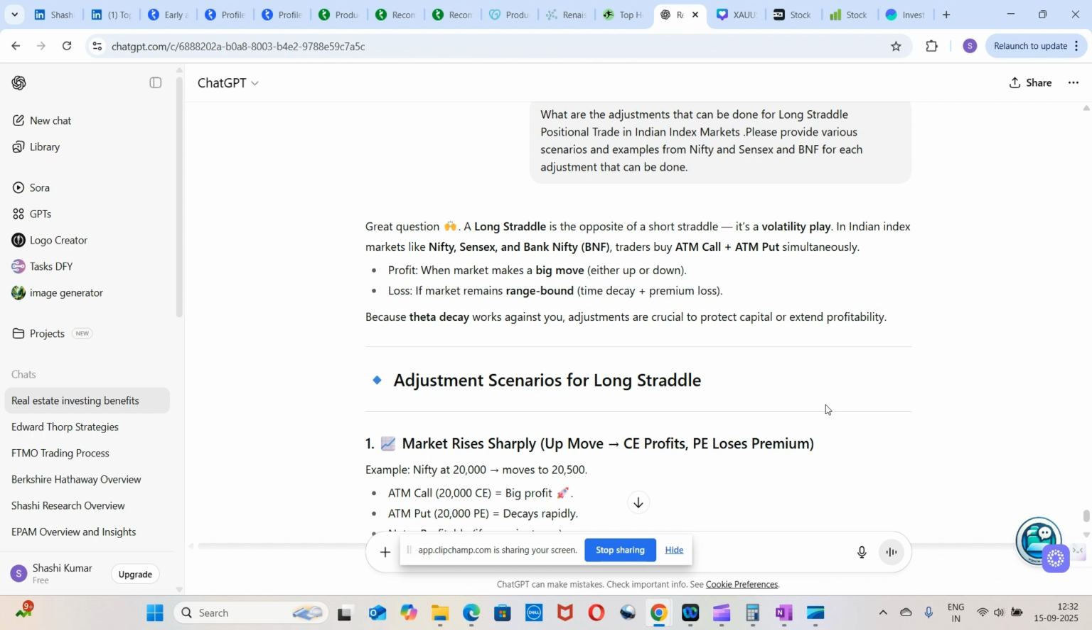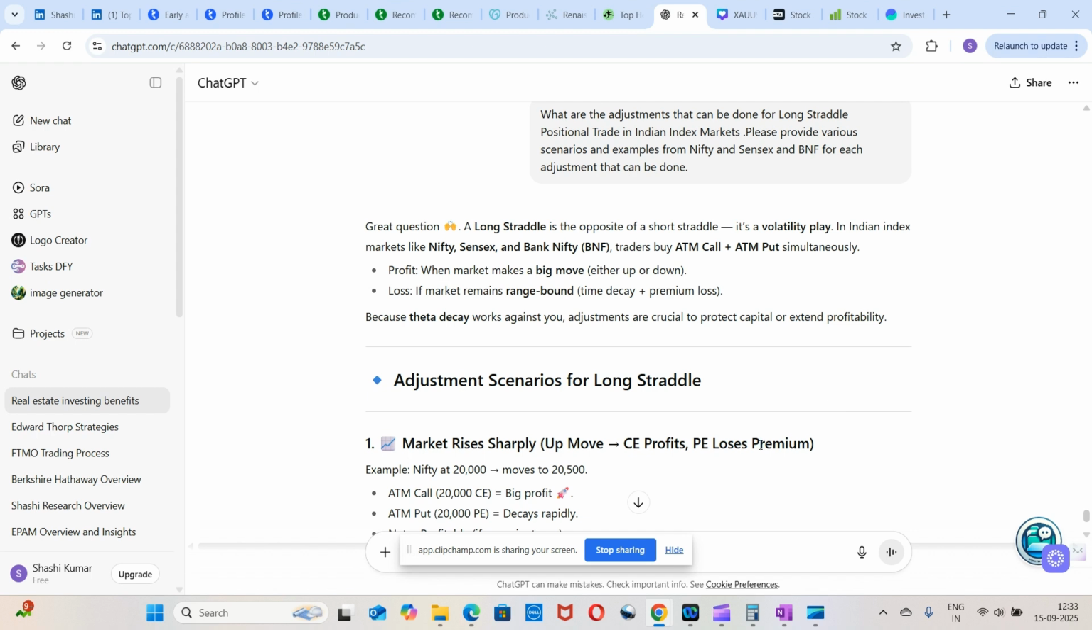This is a part of our series where we are discussing adjustments that could be done when we take a positional trade. We have already covered positional trade adjustments for short straddles, short strangles, bear call spread, bear put spread, bull call spread, bull put spread, call ratio spread, put ratio spread, and also call calendar spread and put calendar spread. So this is all covered already. Today we're going to discuss long straddle positional trade adjustments in Indian index markets, and we will go through specific scenarios and examples from Nifty, Sensex, and Bank Nifty.